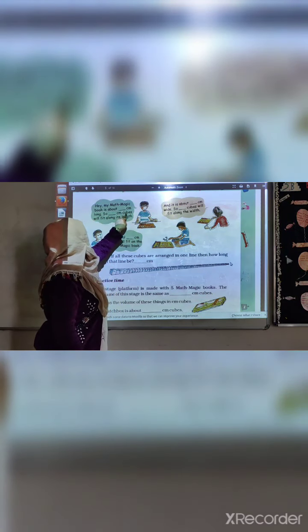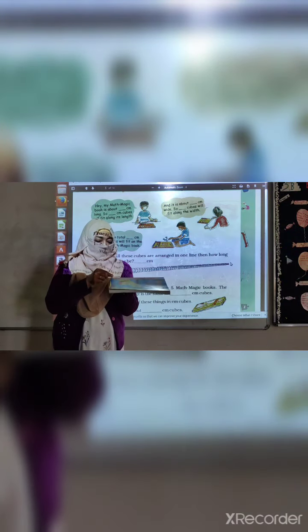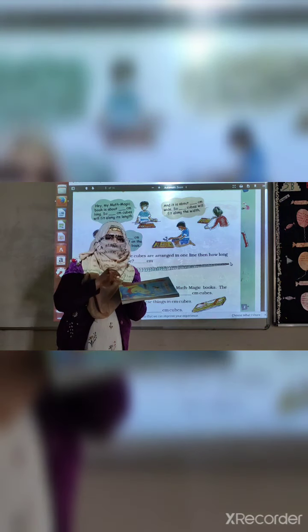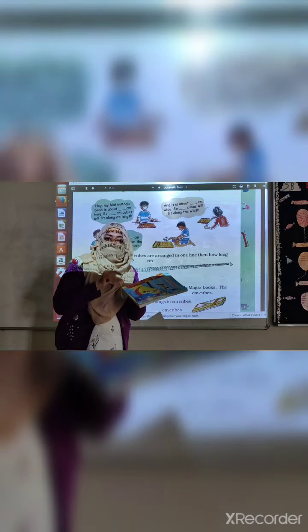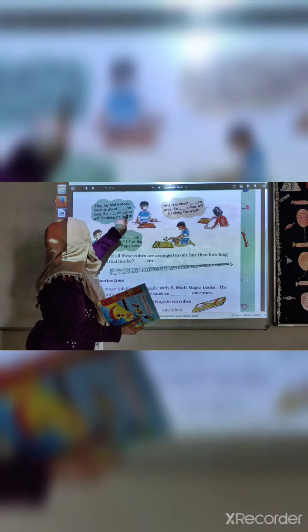So dash centimeter cubes will fit along x. That I explained to you, that you have to keep how many? 1 centimeter cube is for 1 centimeter. So if it is 27, how many cubes will fit? 27. So 27 centimeter cubes will fit along its side.